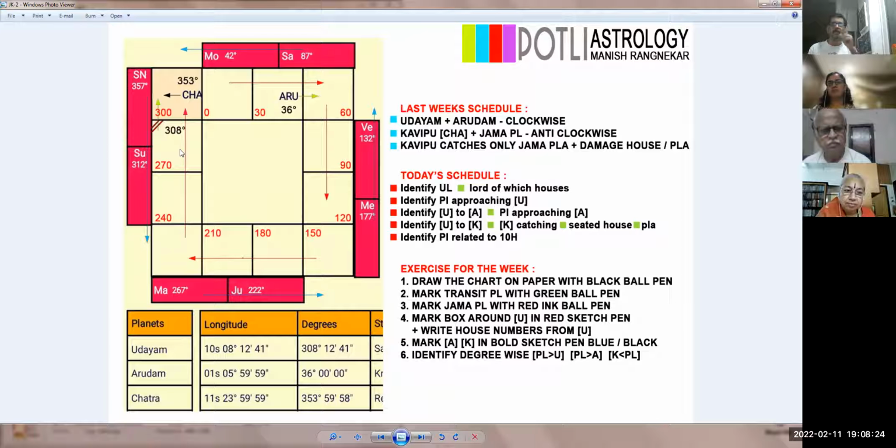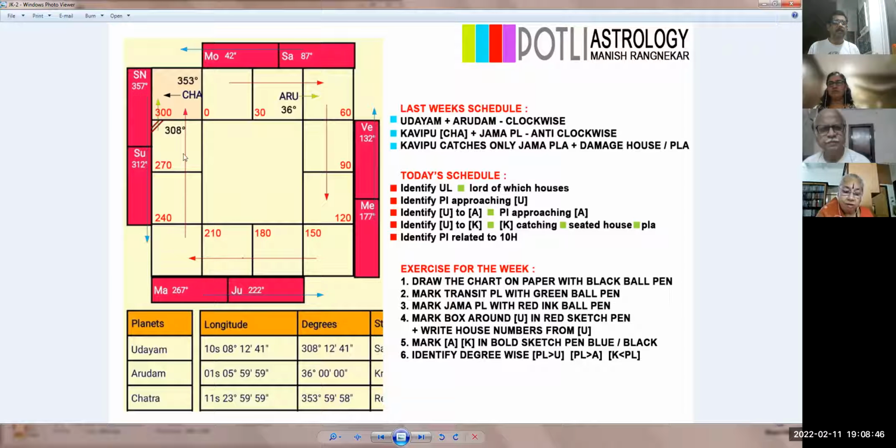So Udayam becomes the first house, like Lagna becomes the first house. Your Udayam becomes the first house. So this is your first house. That's why if you see in all my charts, I have myself numbered it as 1, 2, 3, 4, 5, 6, 7, 8, 9. That little black square with the white number is what the house number is.